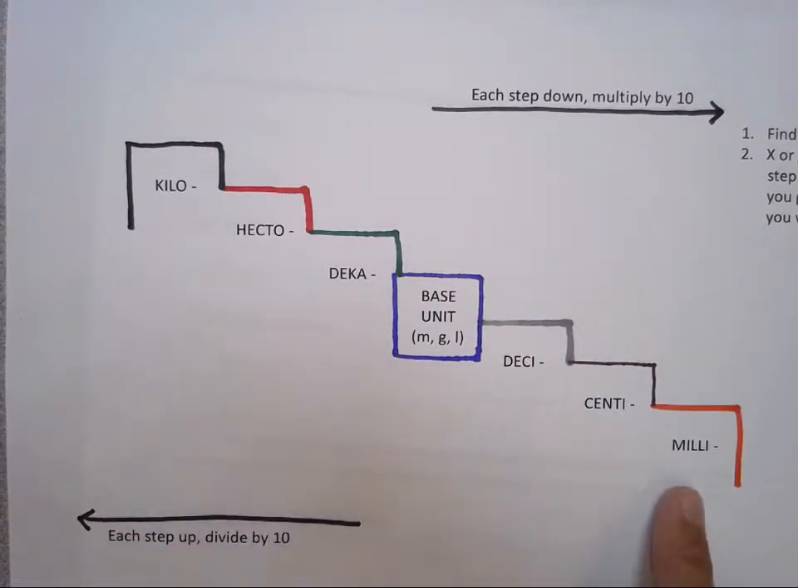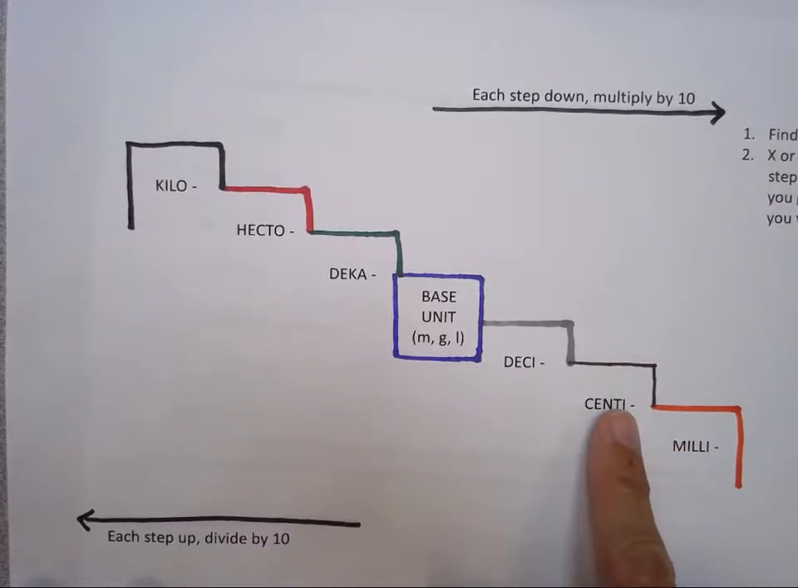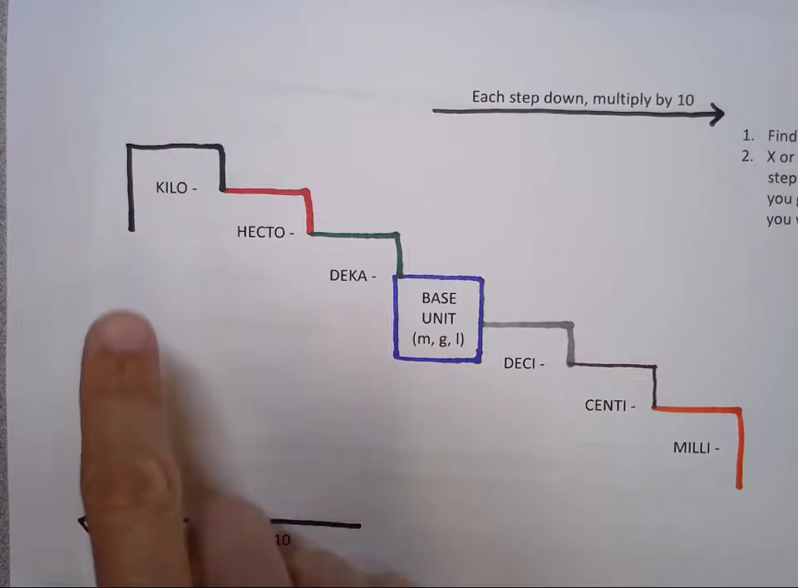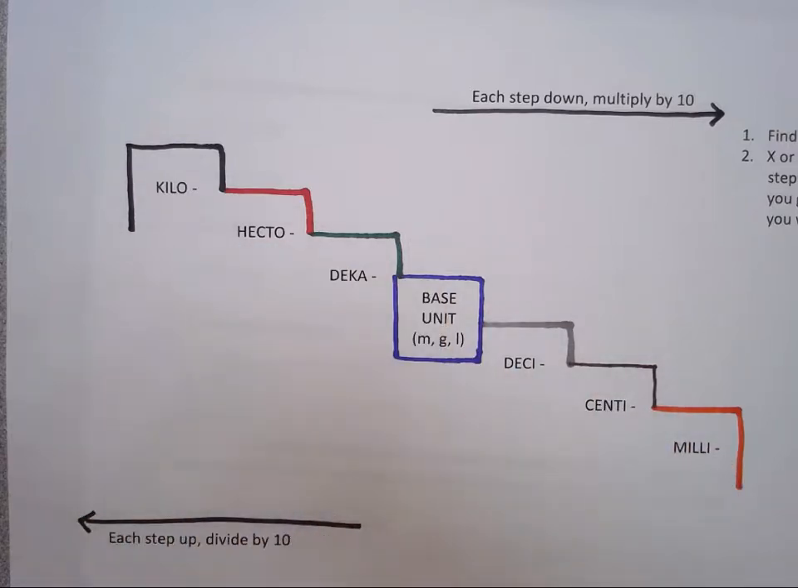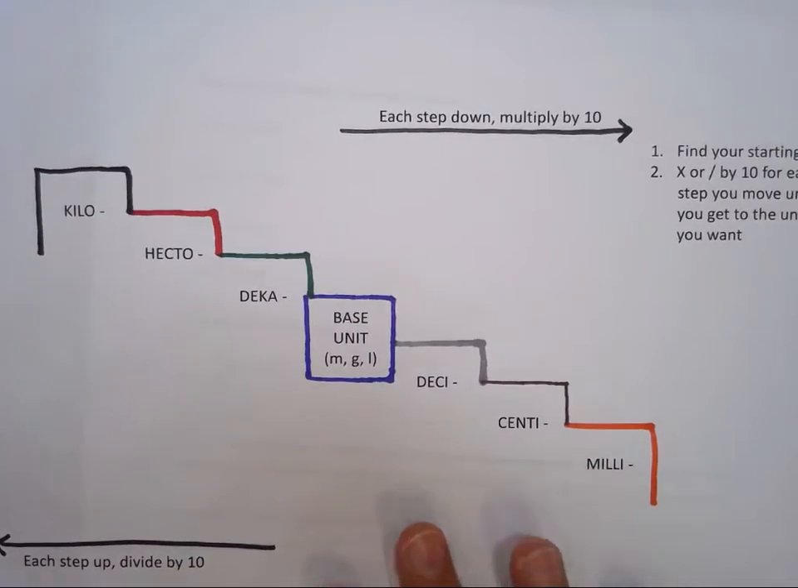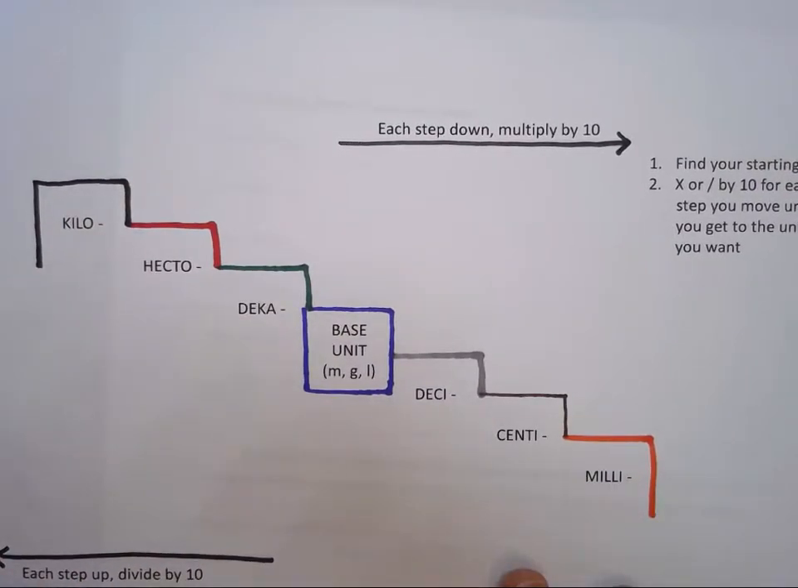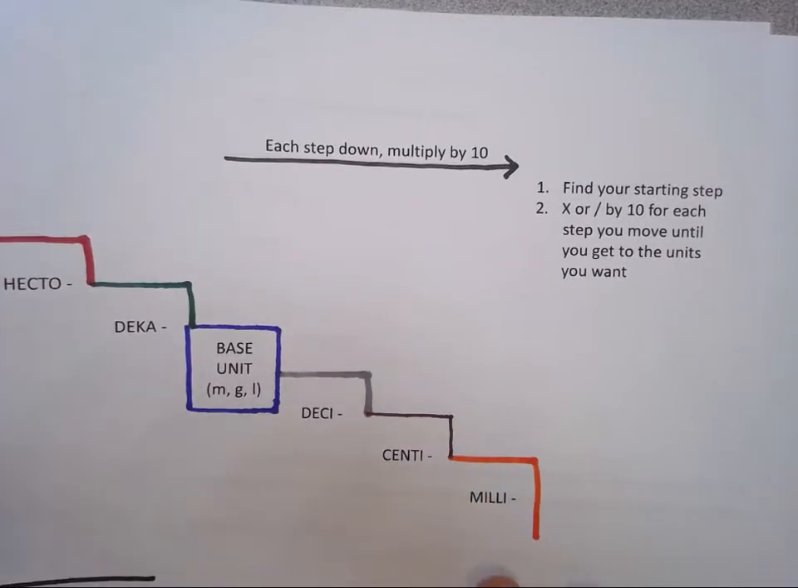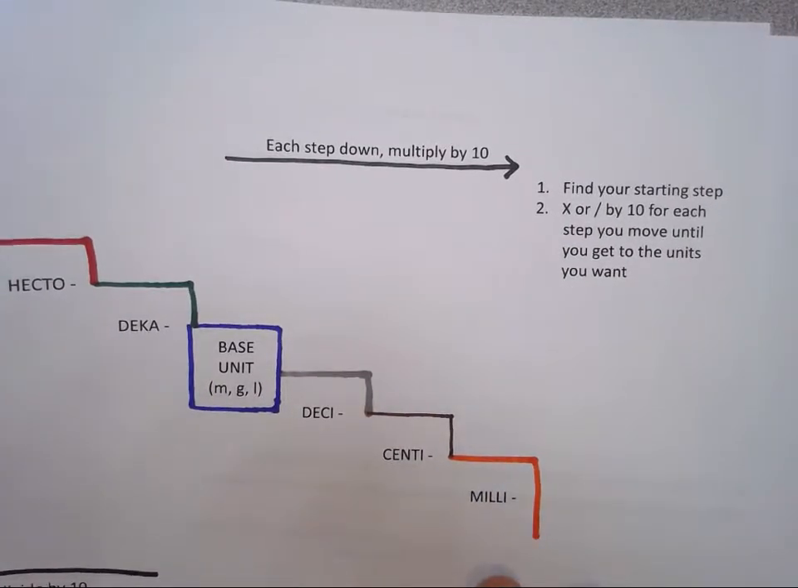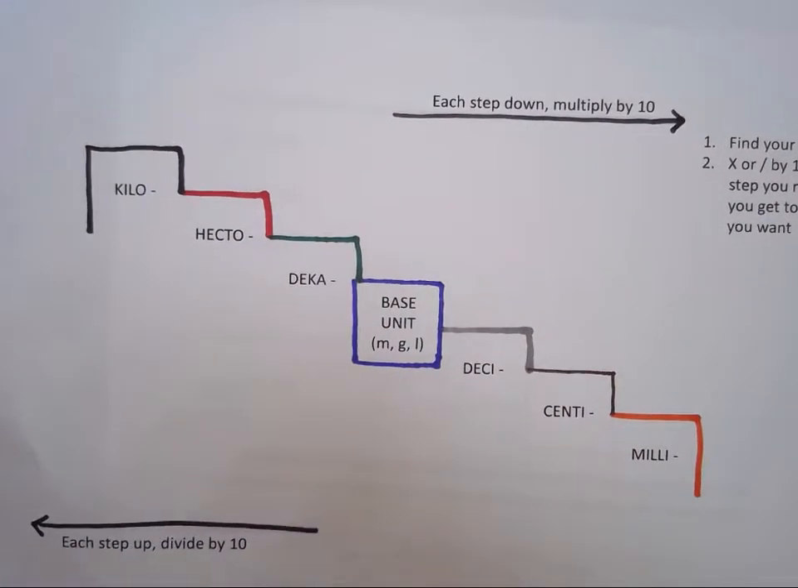We talked about this analogy of the stairway, and that when you're going to travel up from the smaller ones, you're going to divide by 10, and then as you travel down, you're going to multiply by 10. So remember here, on our side we have the general idea of how to do this: you find your starting step, you multiply or divide by 10 for each step you move until you get to the units you want. We've done a little bit of practice with that, and I think everybody's feeling pretty comfortable on those basic ways to get between the different prefixes with the same base unit.